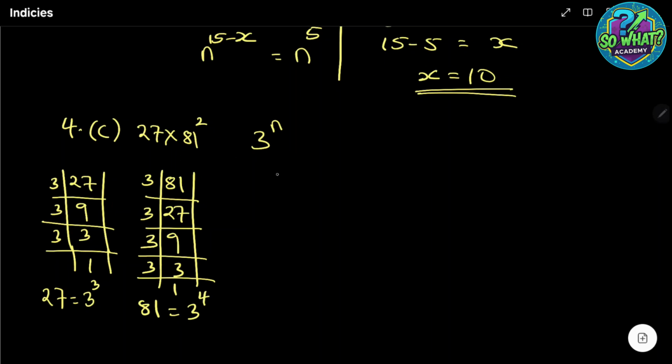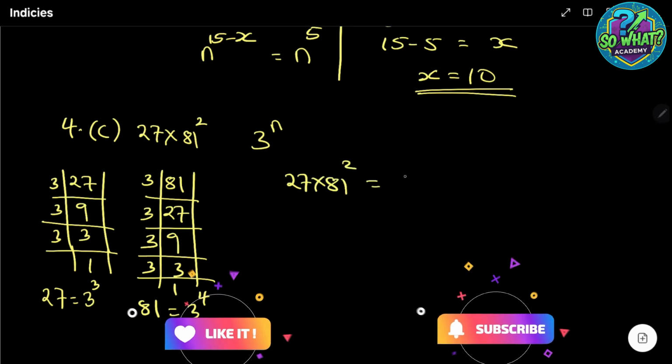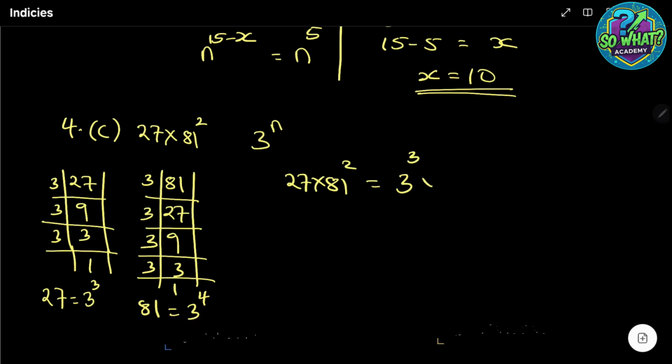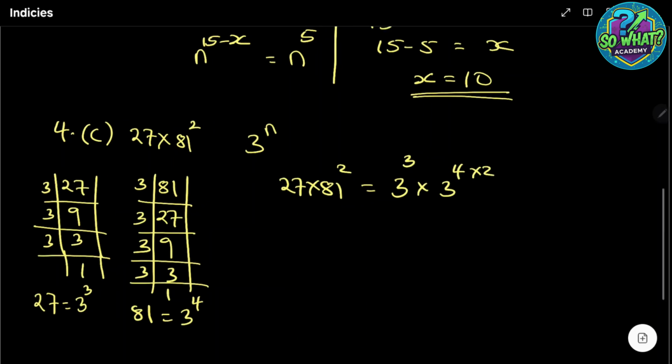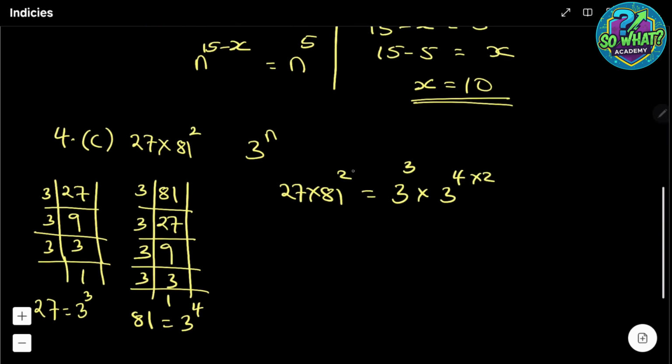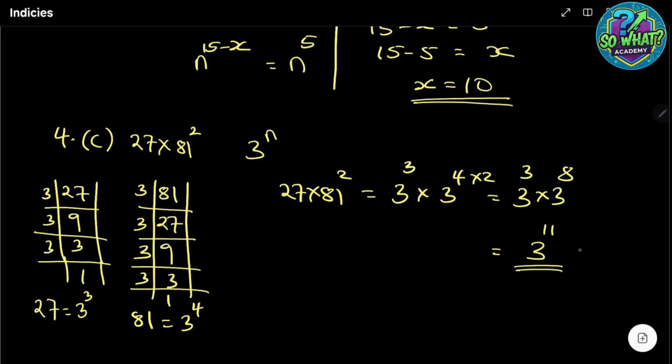What does it mean? It means that 27 times 81 squared is equivalent to, instead of 27, you write 3 power 3, and instead of 81, you write 3 power 4. But remember, this power 4 has a 2 up there that was there initially, which will be 3 power 3 times 3 power 4 times 2, which is 8. Now, same bases, meaning we pick only 3, they are multiplied, so we add the powers, 3 plus 8, that is 11, which is in the form of 3 to the power n. In that case, n is equal to 11.